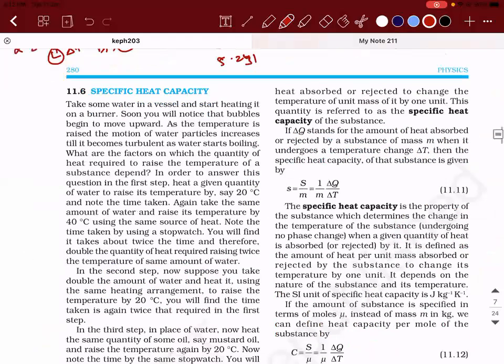So this is the first part of the chapter, that is thermal expansion. So we discussed majorly about the thermal expansion part. Now we will be discussing the next topic, that is the specific heat capacity. Okay.